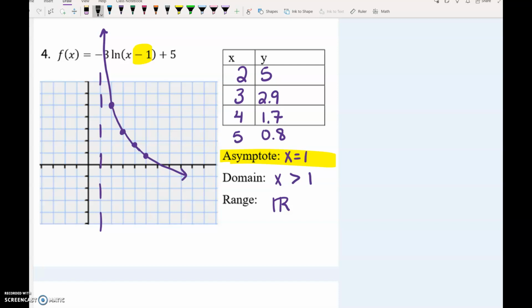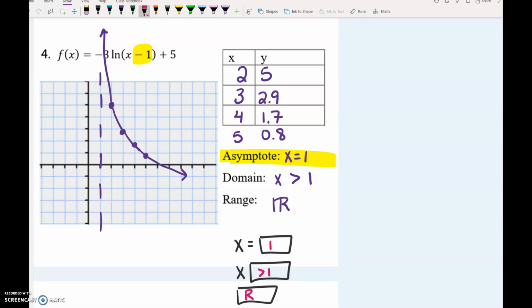Probably on the test, it's going to be very similar to the last test where it'll say asymptote and it'll say x equals, and then there'll be a blank. For the domain, it'll be x and a blank, and you'll have to type in the 1 and then greater than 1. And then for range, it will just have a blank, and you'll have to type in a capital R. So I'm guessing it's going to be very similar to the last test for how you type that in.